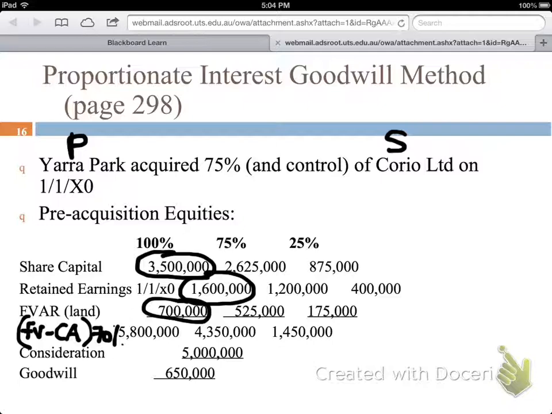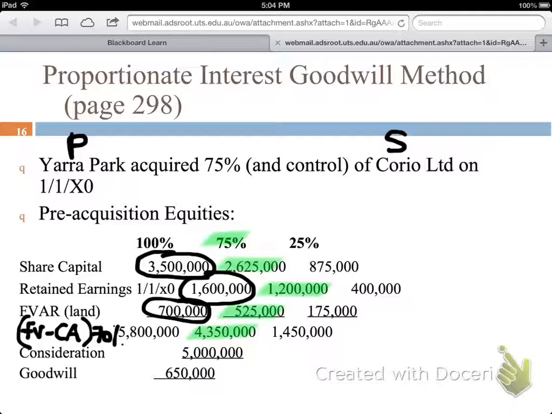Next, we're going to do the acquisition analysis for the parent, noting that the parent only acquires 75%. I'm going to use a different color for the parent, let's say green. For the parent, which owns 75%: for share capital, take 75% of 3.5 million, 75% of 1.6 million, and 75% of the fair value adjustment, which is $525,000.